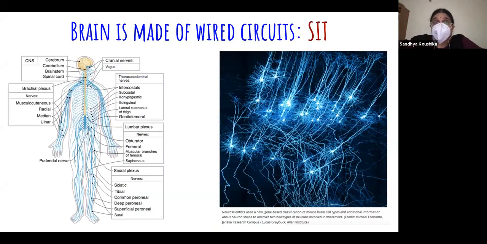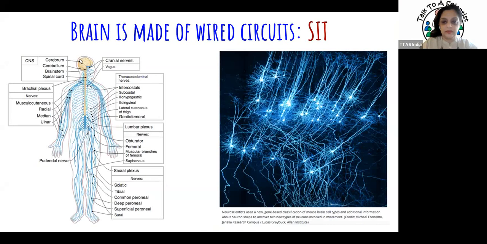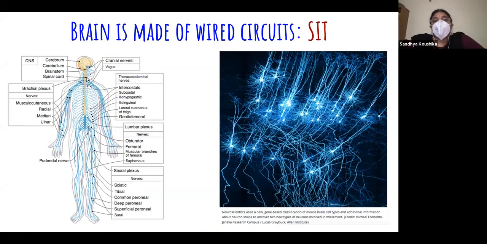So as I said, the nervous system is made of wired circuits. There are many nerves present here, and not all of them interconnect to each other, but several of them do, and they populate the entire body. I thought I'd give you a sense of how interconnected everything is using this picture, which comes from both the Janelia Research Campus and the Allen Institute, where you see these neurons and how interwoven they are with each other, which allows one neuron to talk to another neuron. For instance, with this chemical called serotonin, which I talked about, okay?